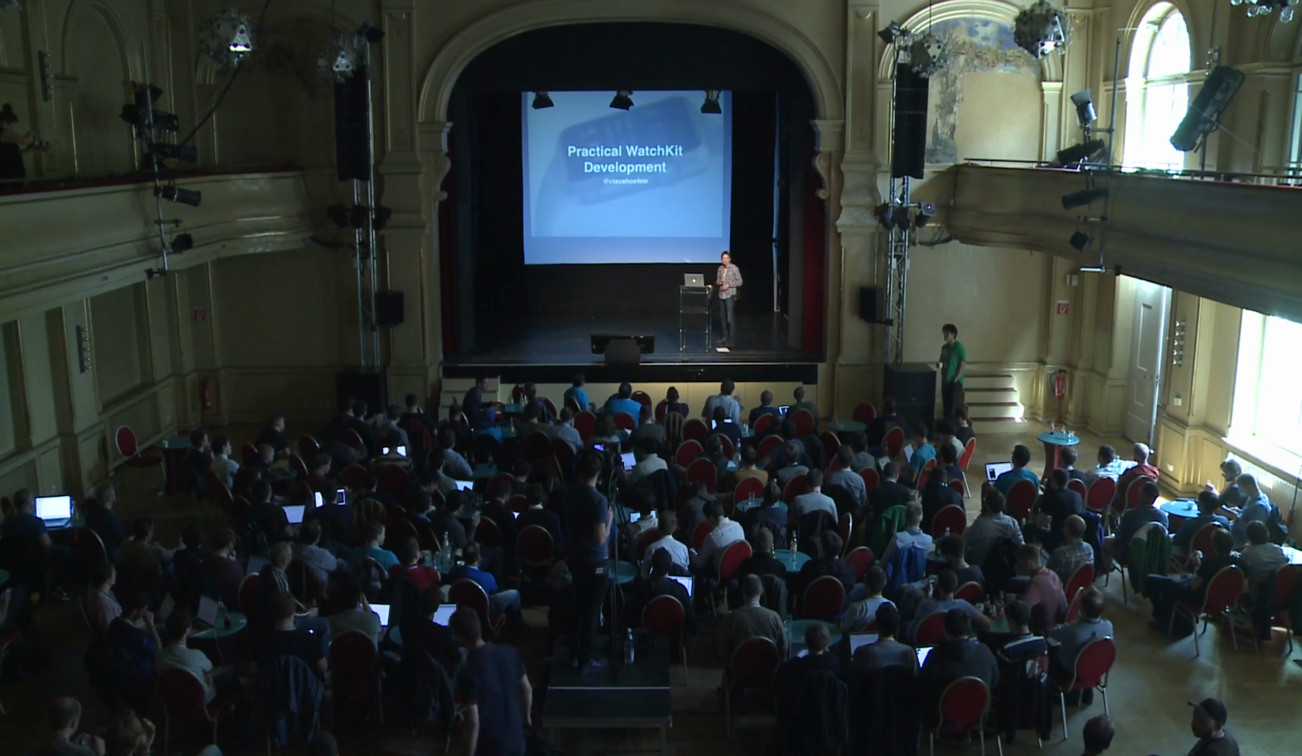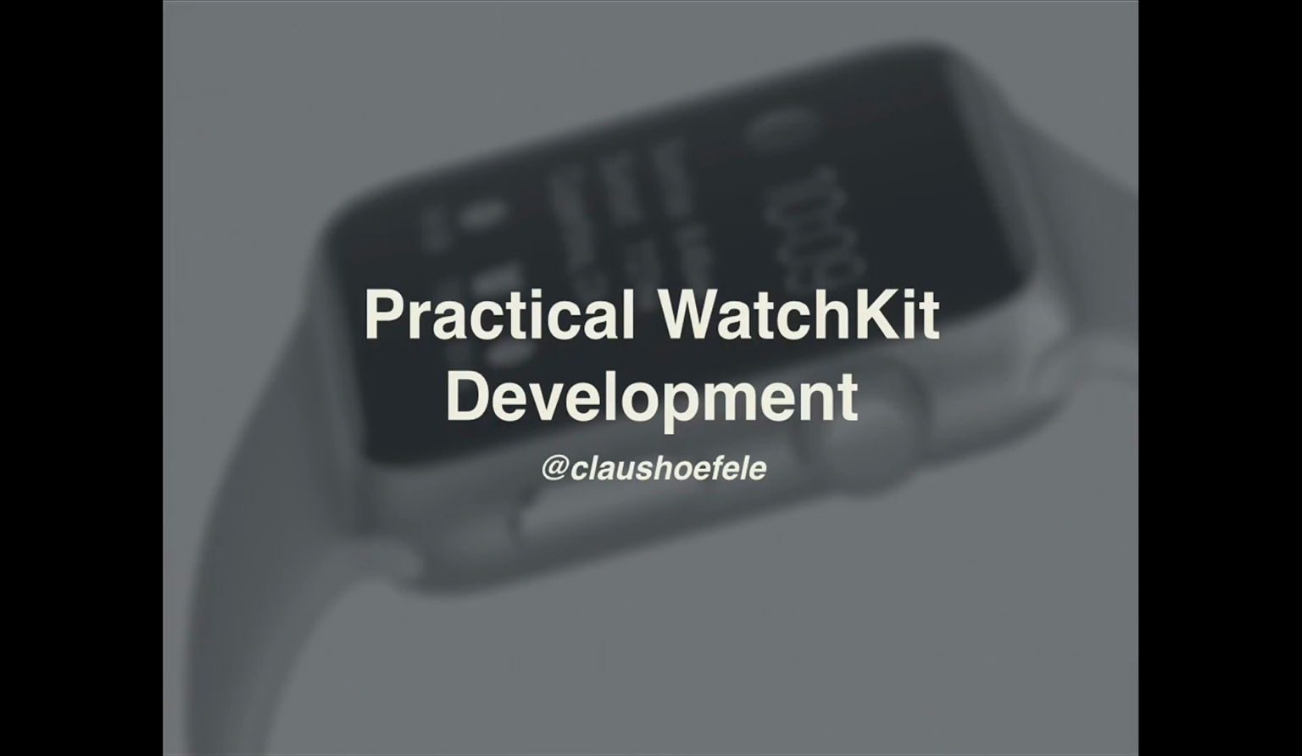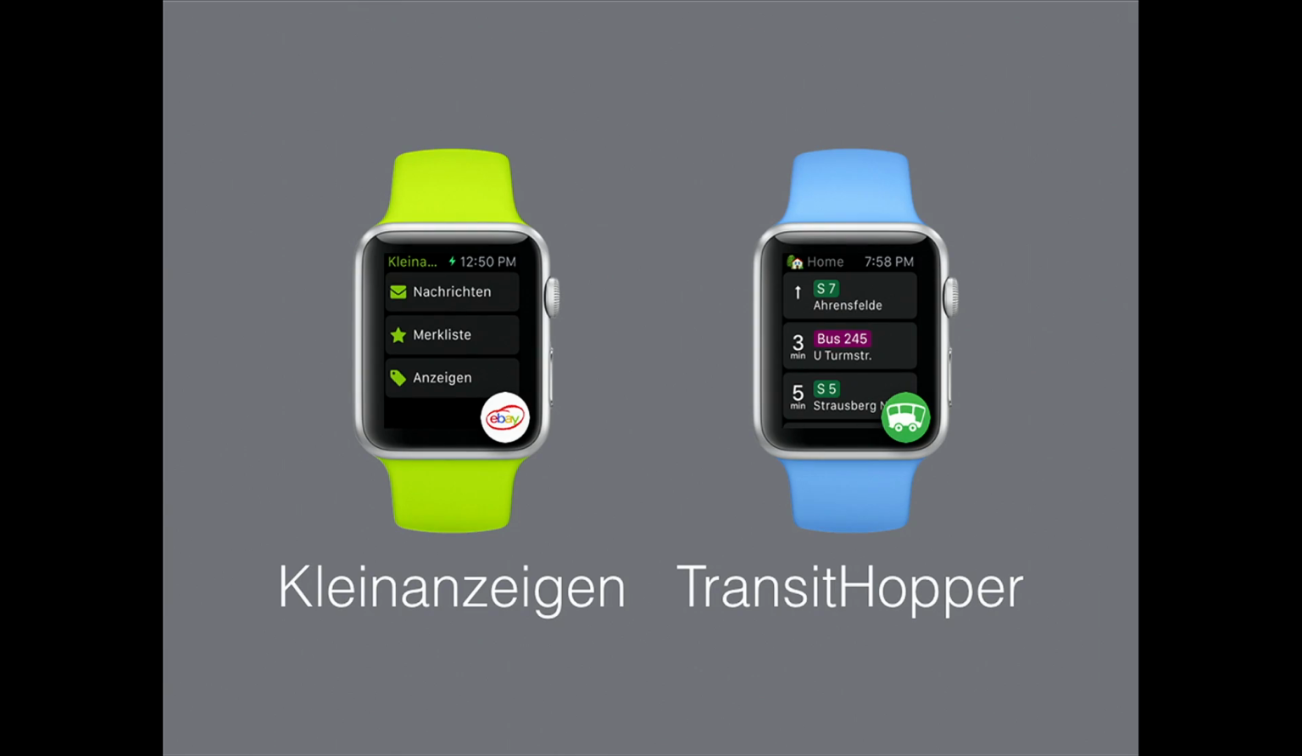My name is Claus Höfele, and I'd like to talk about developing apps for the Apple Watch. The title of the talk is Practical WatchKit Development, and practical refers to two apps I worked on in the last few weeks. On the left, it's an app for eBay Kleinanzeigen. Kleinanzeigen is a classifieds platform in Germany, but similar to Craigslist in the US or Gumtree in the UK.